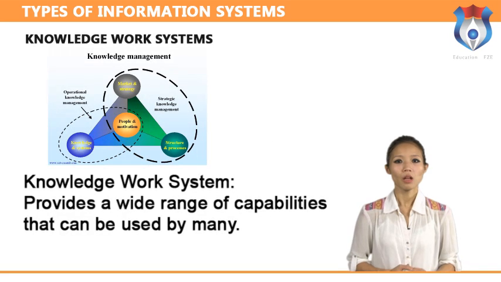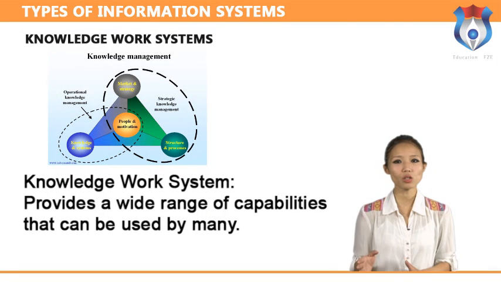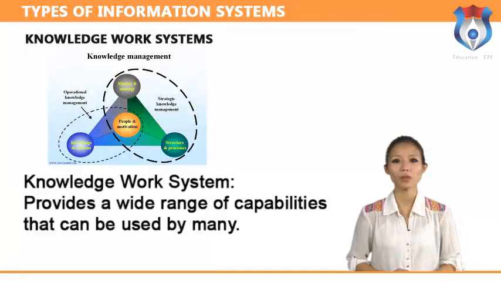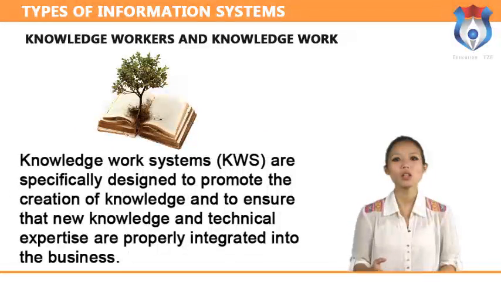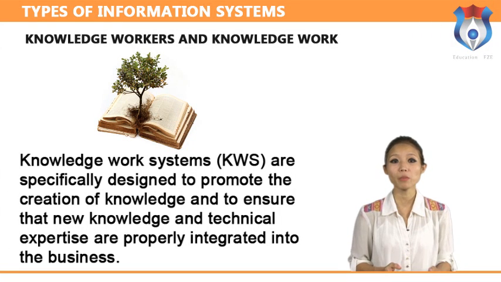Knowledge work system. The knowledge work system provides a wide range of capabilities that can be used by many, if not all, the workers and groups in an organization. Firms also have specialized systems for knowledge workers to help them create new knowledge for the firm. Knowledge workers and knowledge work. Knowledge workers are those who primarily create knowledge and information for the organization, include researchers, designers, architects, scientists, and engineers. They usually have high levels of education and membership in professional organizations and are often asked to exercise independent judgment as a routine aspect of their work.